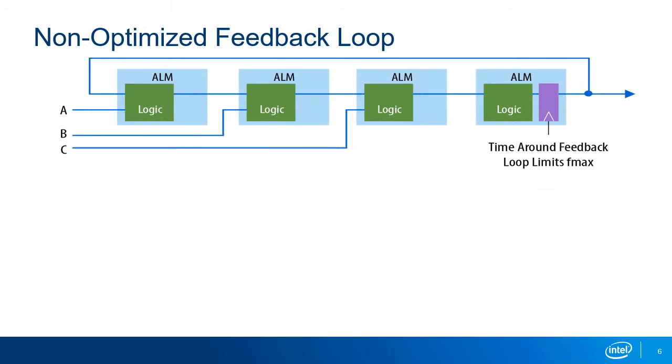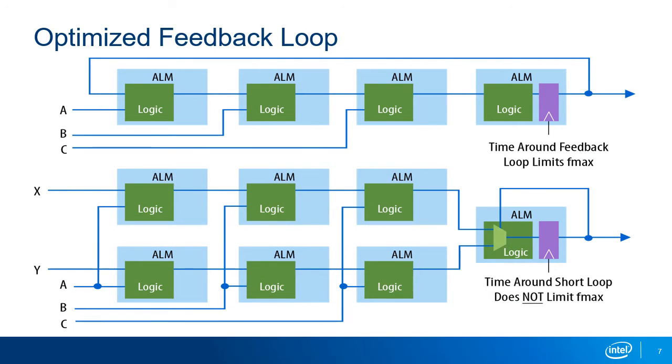Here we see an example of hyper-optimization at work. This circuit includes a series of 4 combinational logic ALMs within a long single register feedback loop. As shown, this loop could be a limit to the design's performance, as there is a potential for the timing delay around the loop to be a critical path to this design.